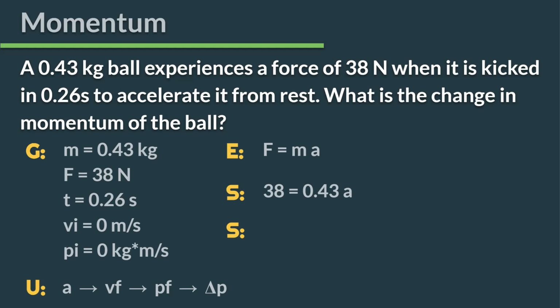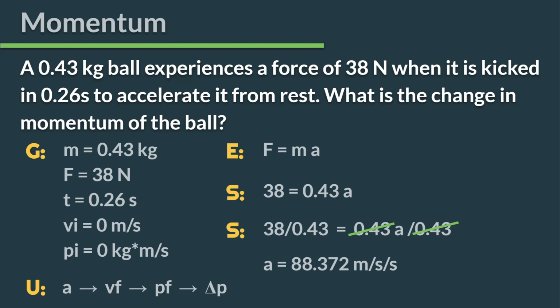So we have 38 equals 0.3 times A, divide both sides by 0.43, that cancels on the right, leaving you with A is 38 divided by 0.43, which is 88.372 meters per second squared. So now we have an acceleration. Again, that's not our answer. We ultimately need change in momentum.